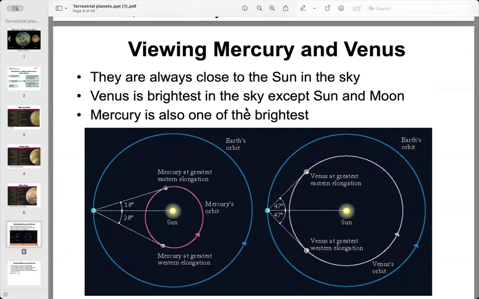Only before the rise of the sun or after the sunset is when we could catch a glimpse of these. And because of that, the other thing is that you should never expect to see Mercury or Venus in the sky at midnight.